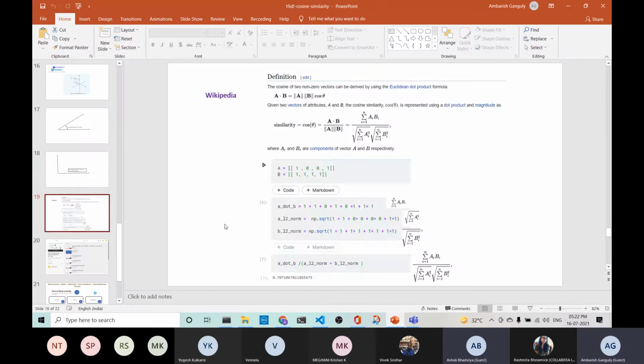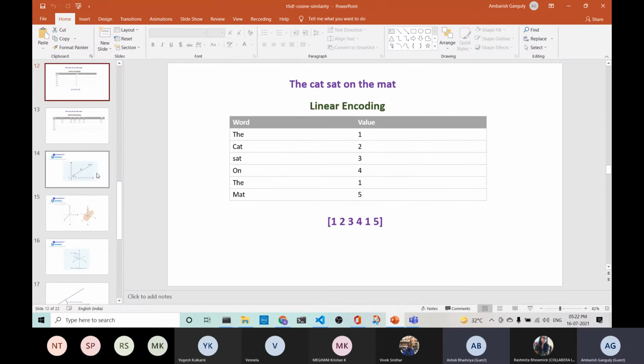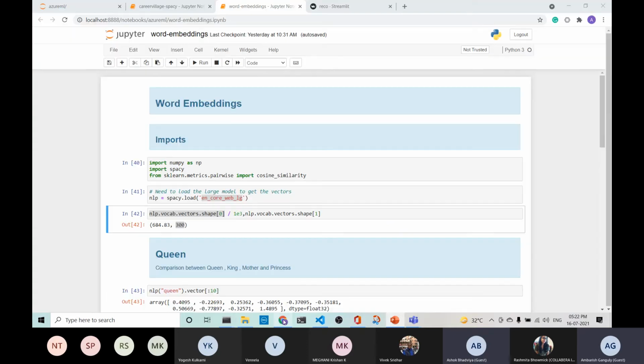So if you go back here, it's like this. Each word for the large vector will have 300 values. Okay, so let's play around.